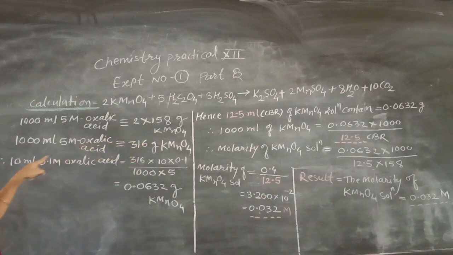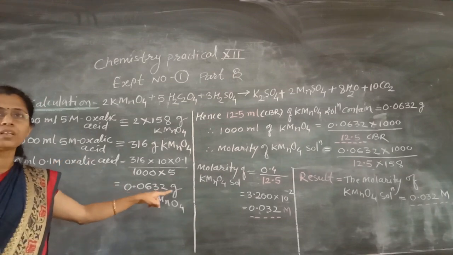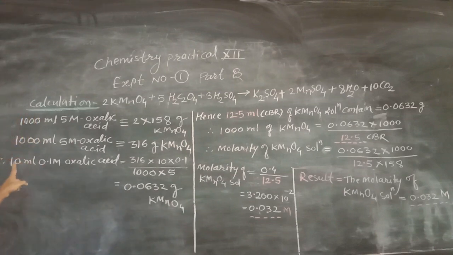Take cross multiplication. 316 into 10 into 0.1 upon 1000 into 5. We get 0.0632 gram of KMnO4. Here in the experiment we have taken 10 ml oxalic acid and the molarity is 0.1. So we write here 10 ml 0.1 molar oxalic acid.